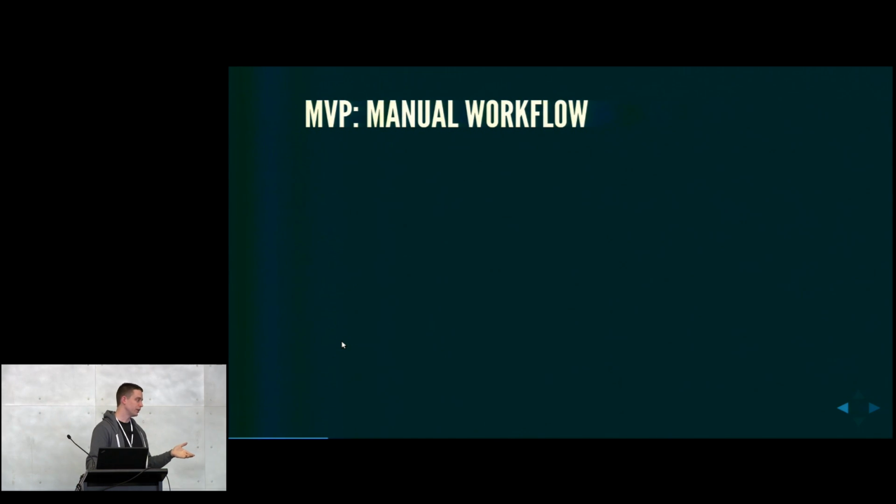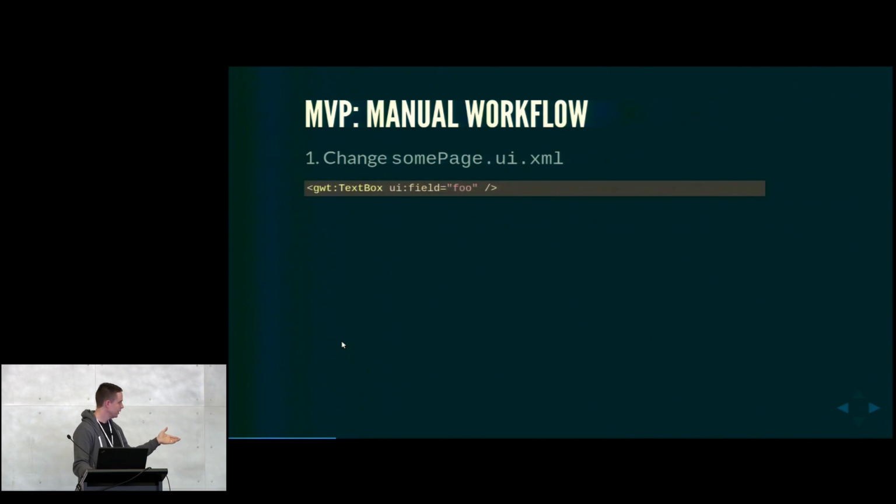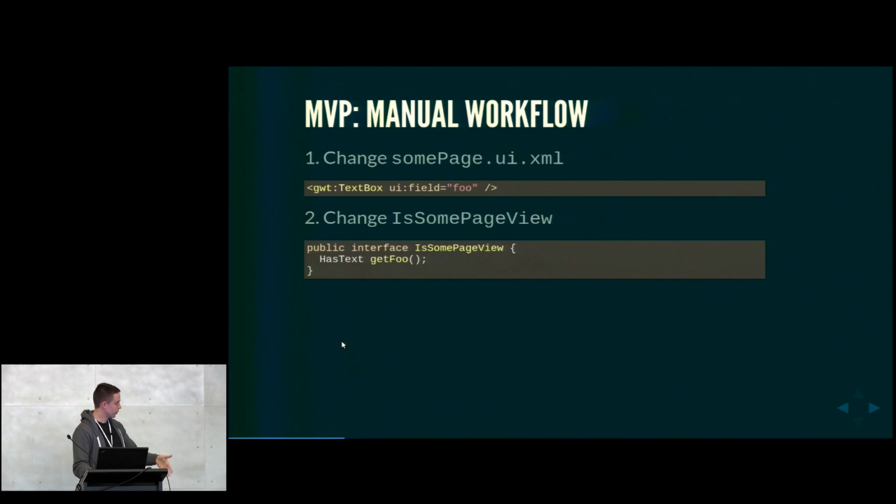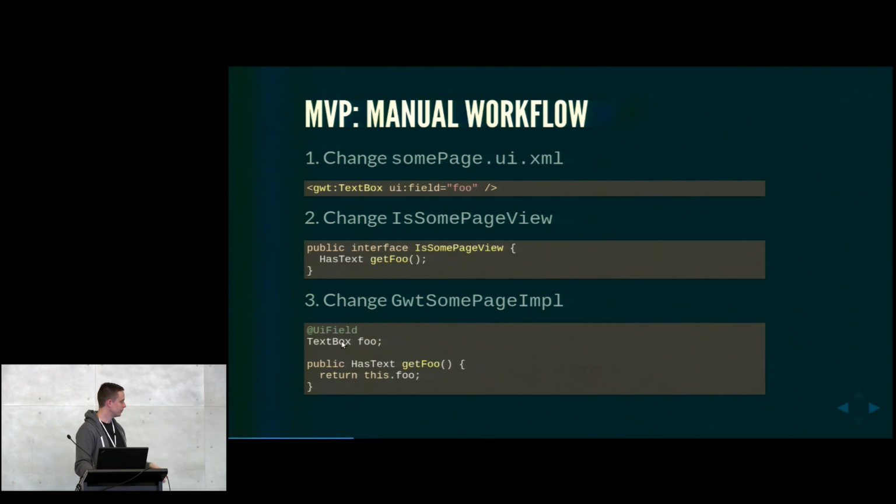So in that regard, historically what you've had to do for MVP is very manual, where you write your UI XML file, some sort of text box. You then have to do basically the same change. I mean, it's not the same change, but you also change your interface to say, like, has text get foo, and then you do yet another change to your GWT some page impl, which is your little UI field text box, and finally at the bottom you get to do what you actually wanted to do, which is update your presenter to write to it or something like this.